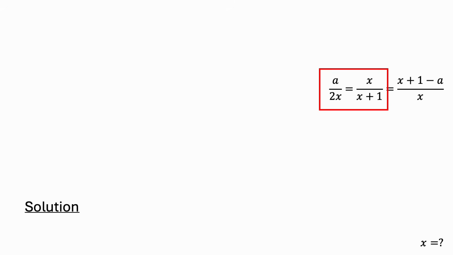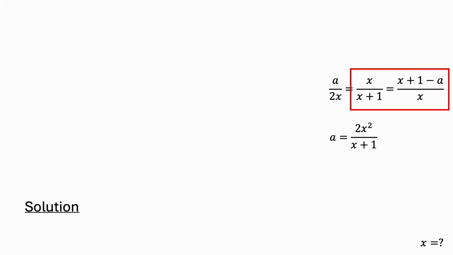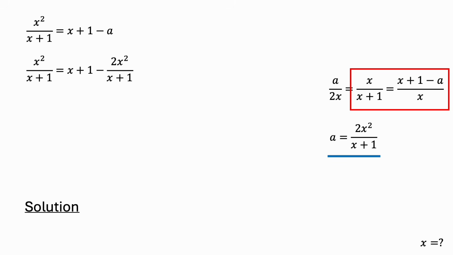From a/2x = x/(x + 1), we have a = 2x²/(x + 1). From x/(x + 1) = (x + 1 − a)/x, we have x²/(x + 1) = x + 1 − a. Substituting a = 2x²/(x + 1), we obtain x²/(x + 1) = x + 1 − 2x²/(x + 1).